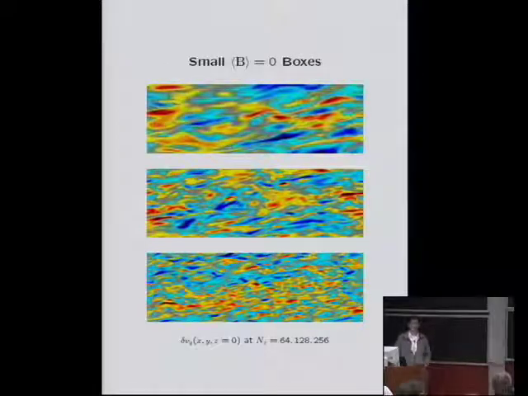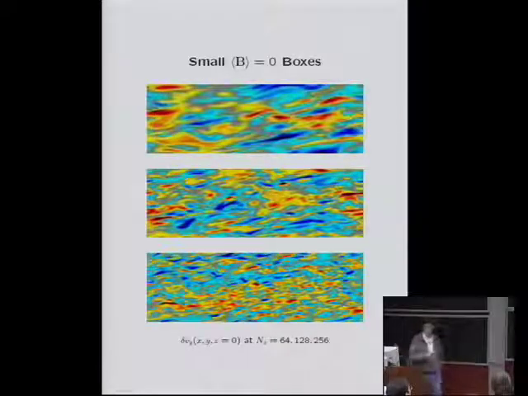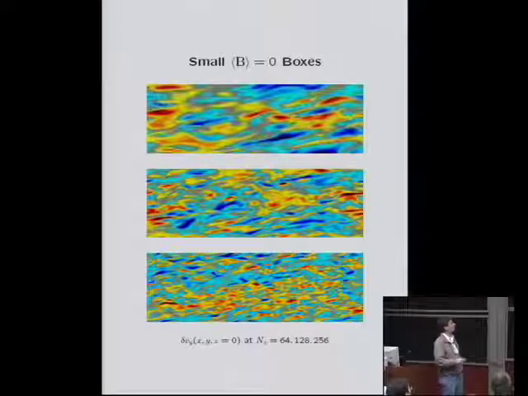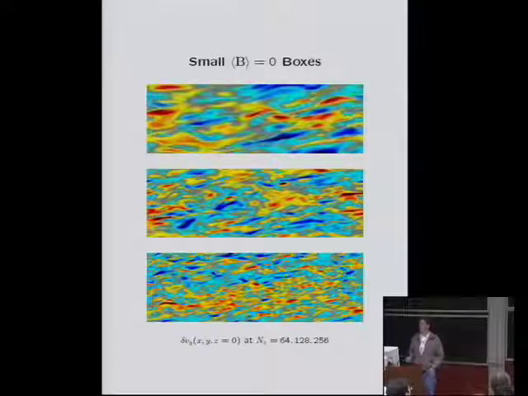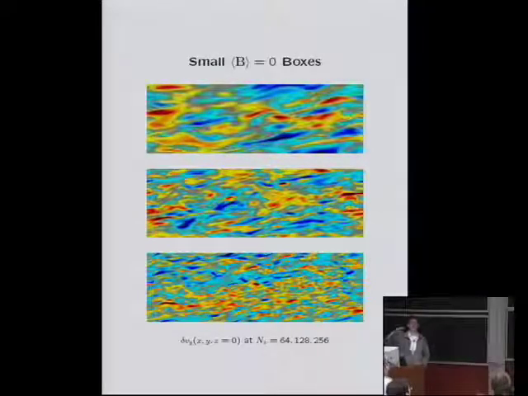Okay, and you can see this feature just looking at the simulation. So this shows 3 different resolutions: 64, 128, 256. And you can see that the characteristic features just get smaller and smaller in this color plot of the perturbed azimuthal velocity.